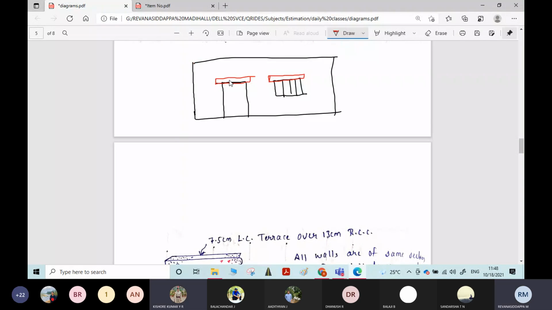So the beam, it should be a reinforced concrete beam. The wall should not follow directly on the door, sir, so that it will not crack. That is the reason. Okay, because it's an opening.